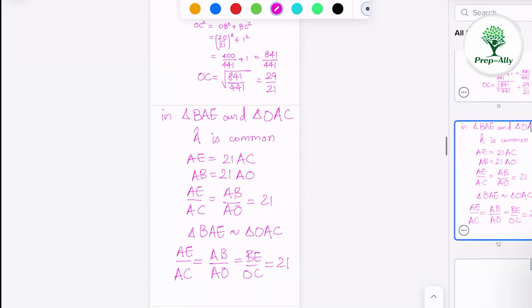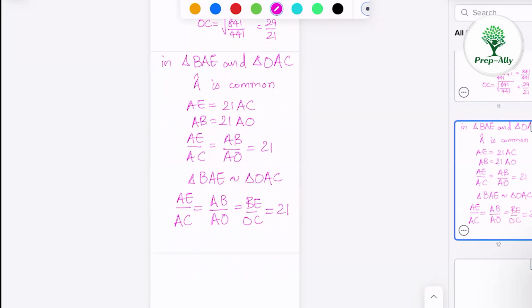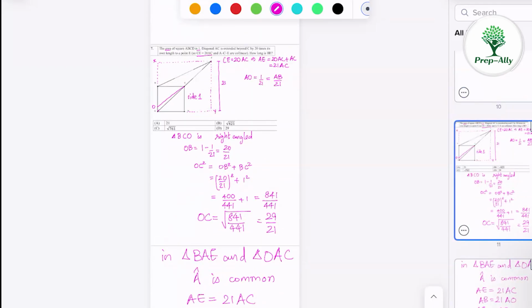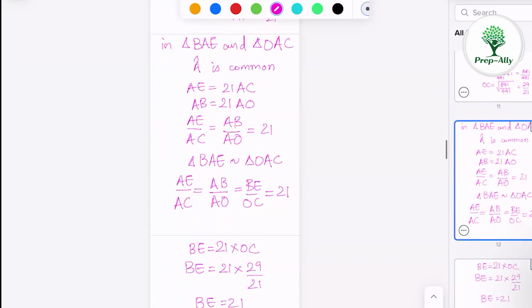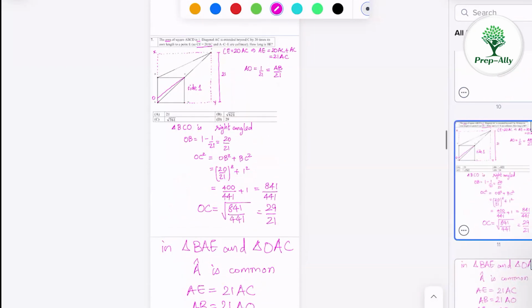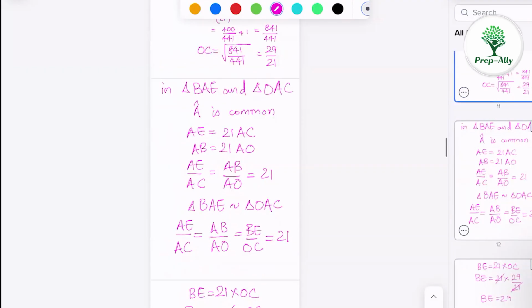And we already found OC. So because we know what OC is, BE equals 21 times OC. BE equals 21 times 29 by 21. So BE equals 29, because 21 into 29 by 21 is 29. So the answer to this question is D, 29.